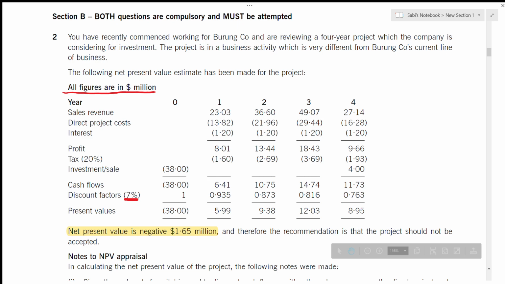First year, when you have to inflate the sales, this will be the working. I will show above. Okay, so for the first year it will be 23.03 multiplied by 1.08 to the power of 1, because it's for the first year. So you will be getting how much? And keep your answer to 2 decimal places.